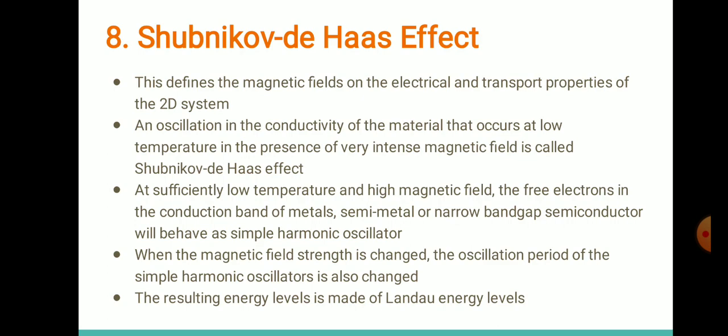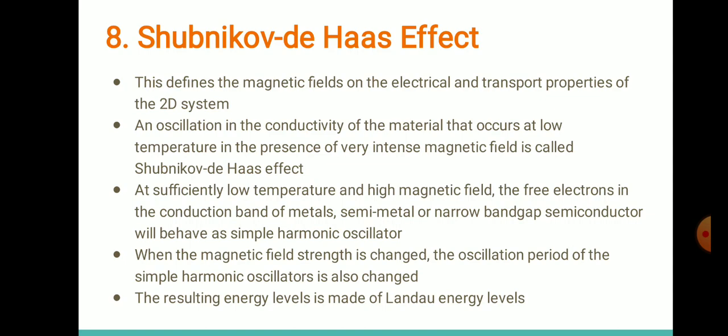Now when your temperature is extremely low and your magnetic field extremely high, what happens is the free electrons present in the conduction band behave as simple harmonic oscillators, similar to our previous session. We have seen this in the previous session, right? That is one property that magnetic field basically exerts on any kind of crystal. So that's what happens here. When your temperature is low and your magnetic field extremely high, the electrons in the conduction band behave as simple harmonic oscillators. They keep oscillating.